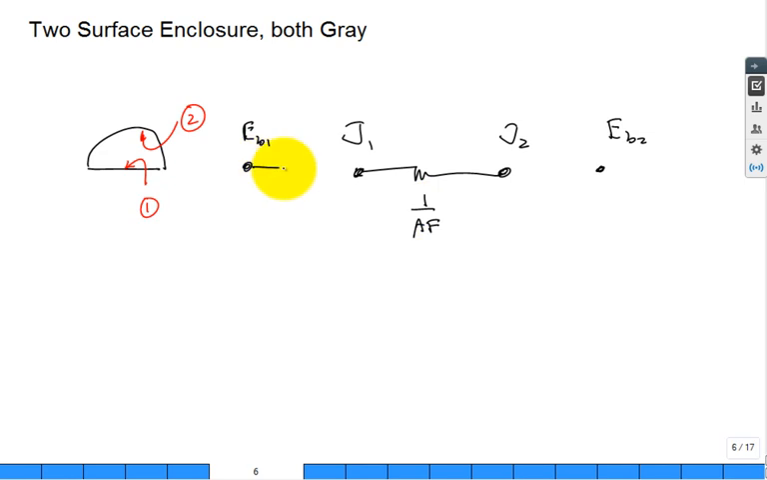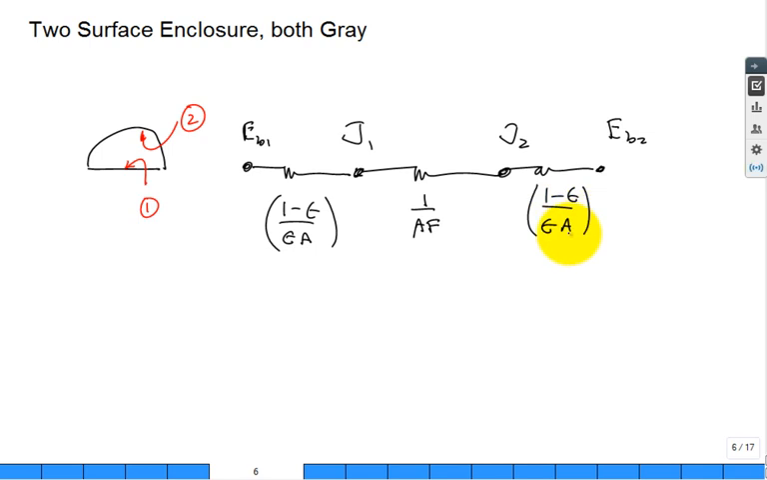And then you'd have between the emissive or black body emissive power flux node and the radiosity node, 1 minus epsilon over epsilon A, and 1 minus epsilon over epsilon A. Those are surface resistances. So this would be for surface 1, the emissivity of 1, and the area size of 1, and emissivity 2 and the area of 2. And this geometrical resistance A1 F1 to 2 or A2 F2 back to 1, either one.